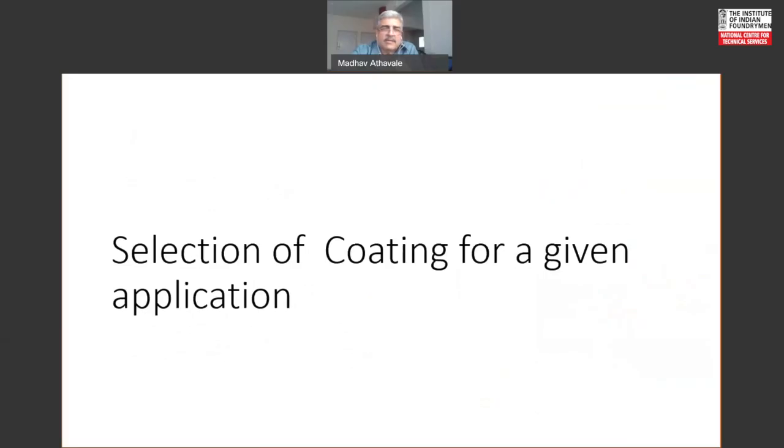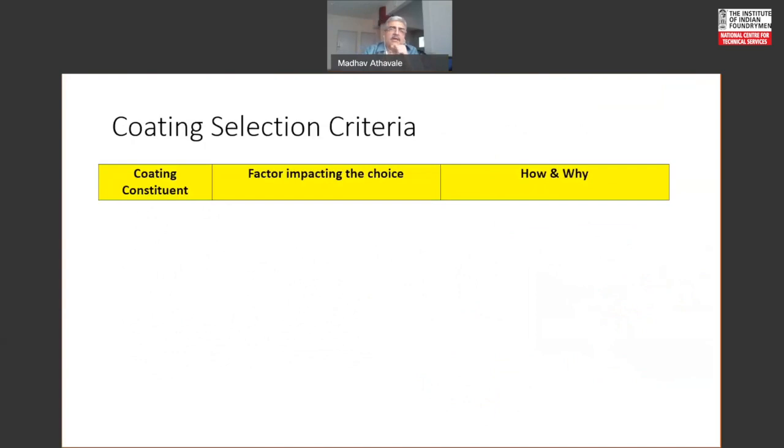Now let's look at selection of coating for a given application. And here are the selection criteria. So how do you go about selecting the coating constituents? And what are the factors which decide the choice of the filler or filler combinations? And how do you do that?